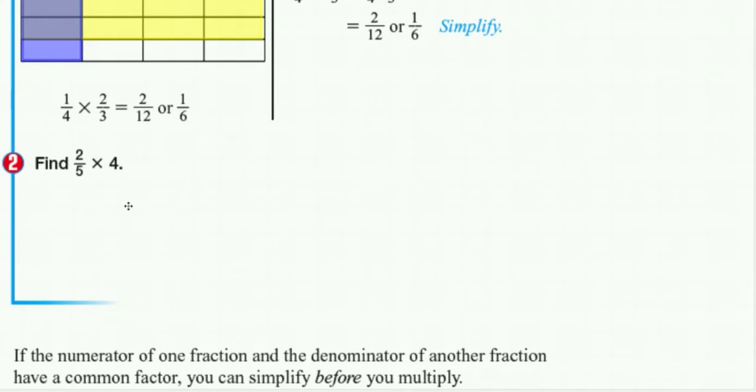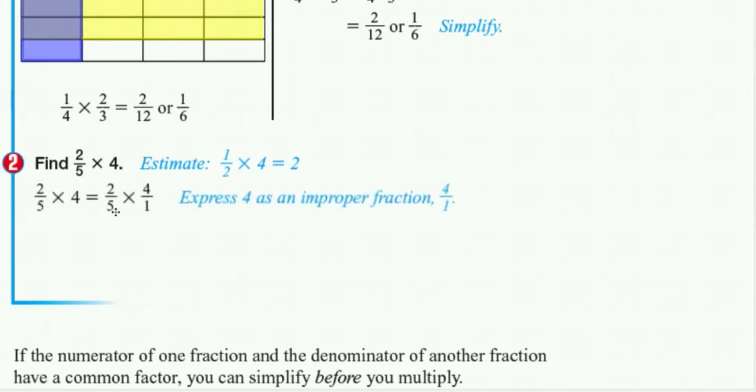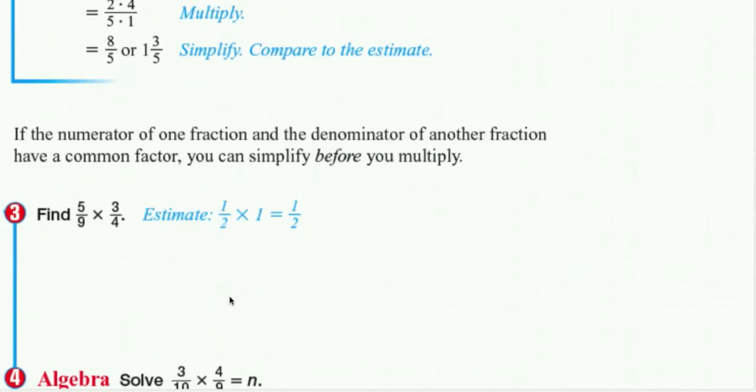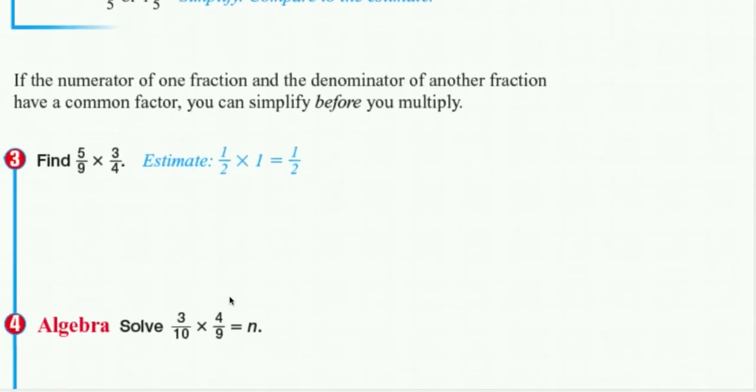2/5 times 4. First we estimate 1/2 times 4. That should be around 2. So our answer should be close to 2. So 2/5 times 4 is equal to 2/5 times 4/1, because the denominator of any whole number will always be 1. To multiply the numerators and the denominators together, we end up with 8/5 or 1 3/5. Compare with our estimate: that's close, and that means our answer is reasonable.